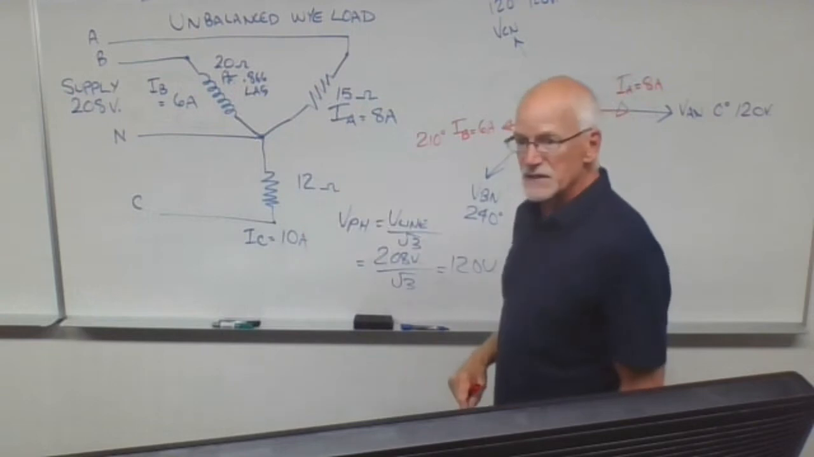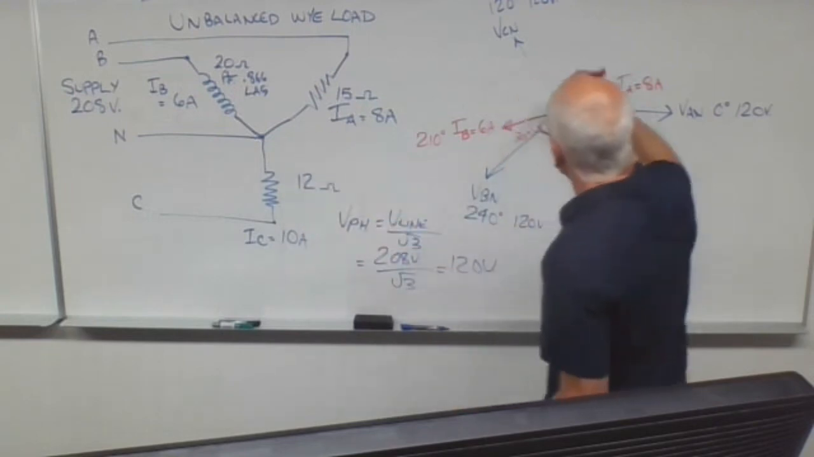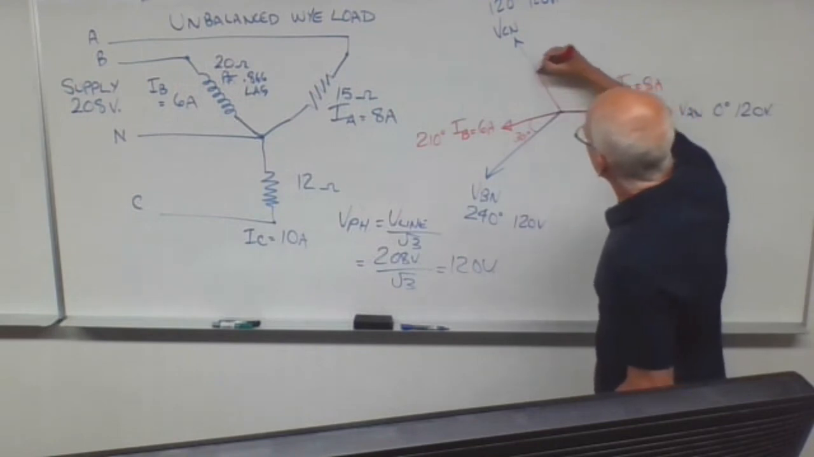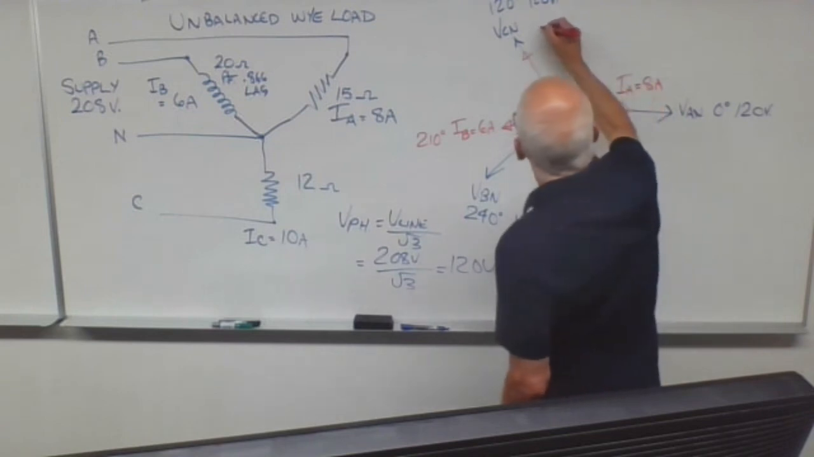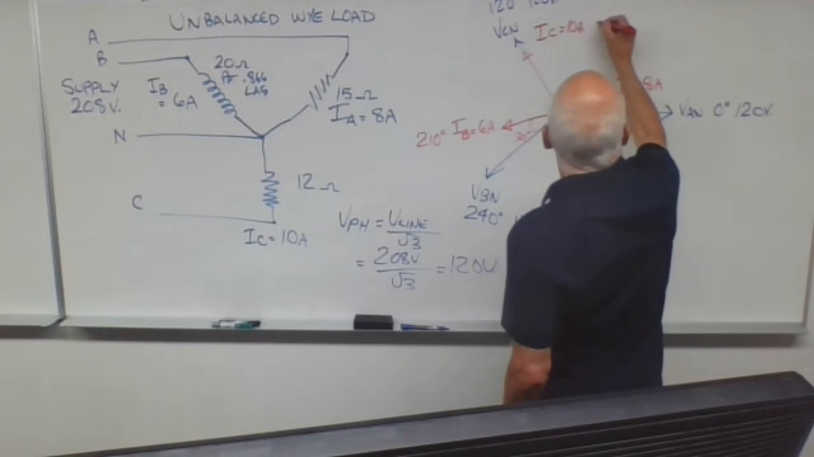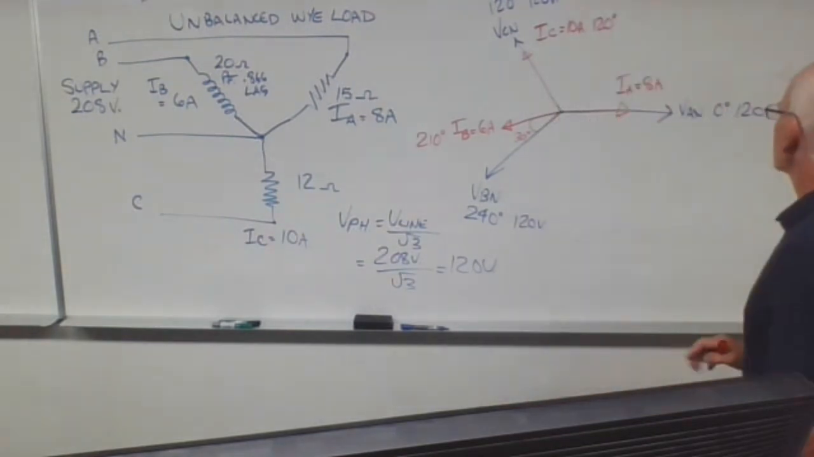Phase C is a purely resistive load. So again, the current and the voltage are right in phase. So my current of 10 amps in phase C is right in phase with the voltage. IC is 10 amps at 120 degrees.